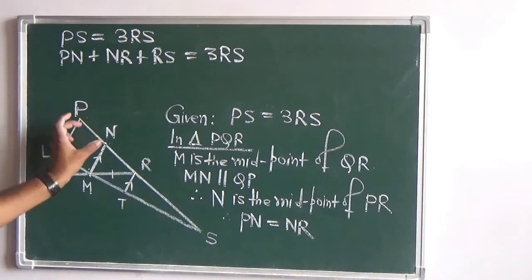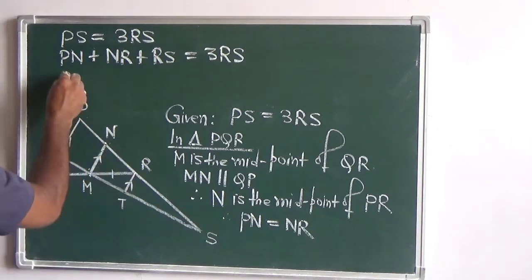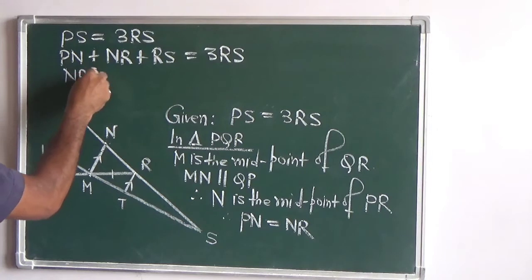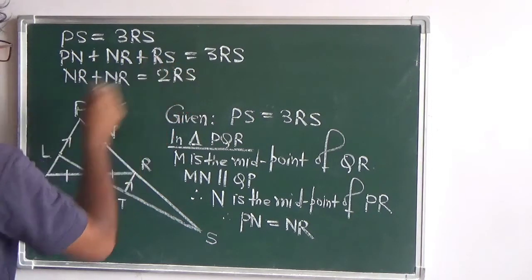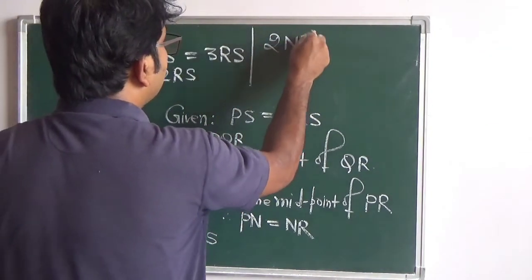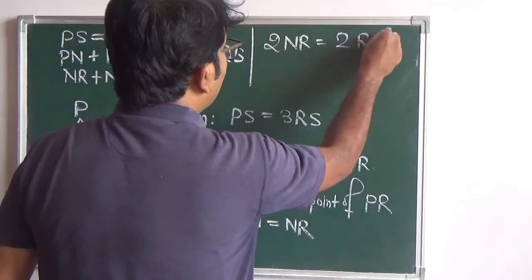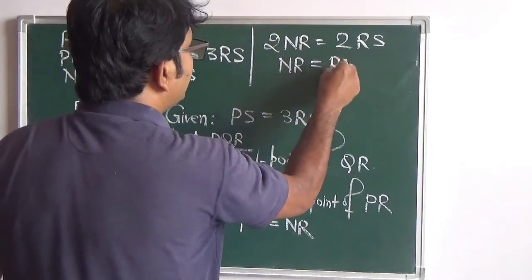And we know that PN equals NR. We have just proved it. So you can write NR in place of PN. So NR plus NR equals twice RS. So we have 2NR equals 2 of RS. Cancel 2 both sides, so we have NR equals RS.